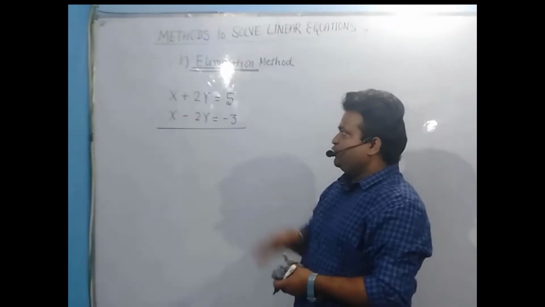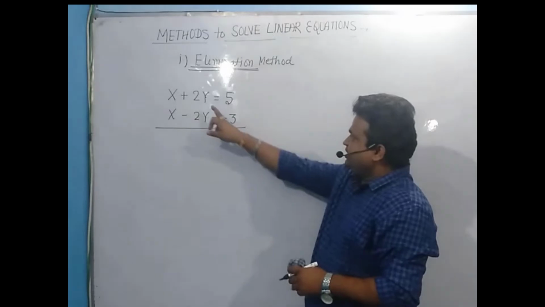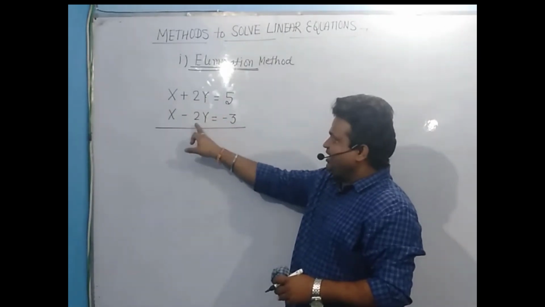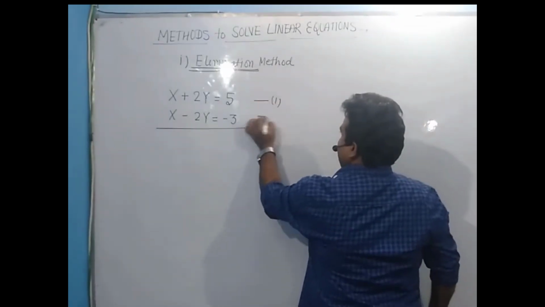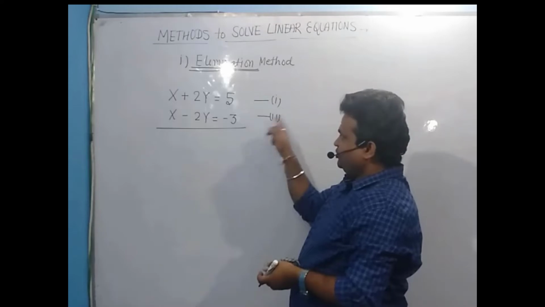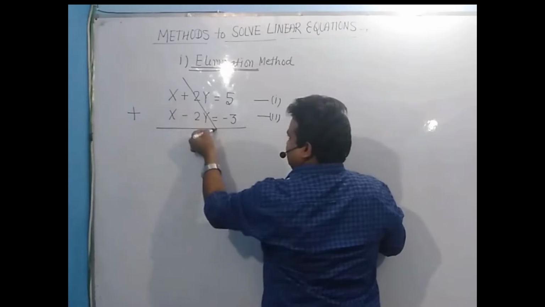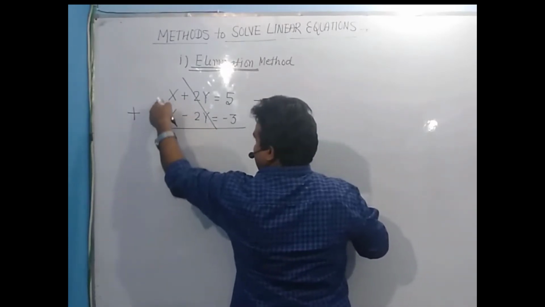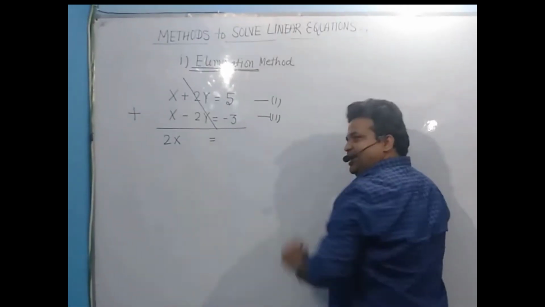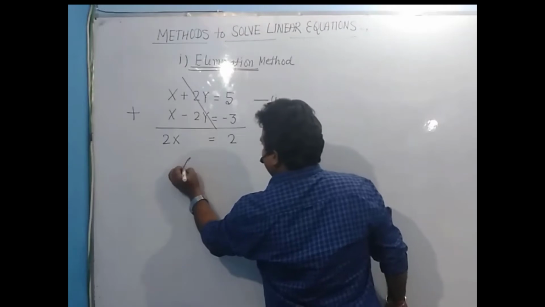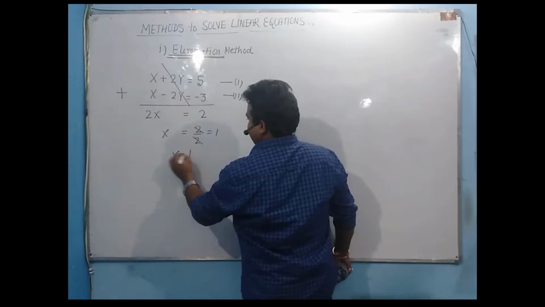In elimination method, you can eliminate one variable either by adding or subtracting the equations. In this equation, this is plus 2y and this is minus 2y. If I add both equations, you will get the value in terms of the x variable. So I add equation 1 and equation 2. Plus 2y and minus 2y cancel, and adding x and x will give you 2x is equal to 5 minus 3. So 5 minus 3 is 2. So what is the value of x? 2 by 2 you will get 1. So my x value is equal to 1.